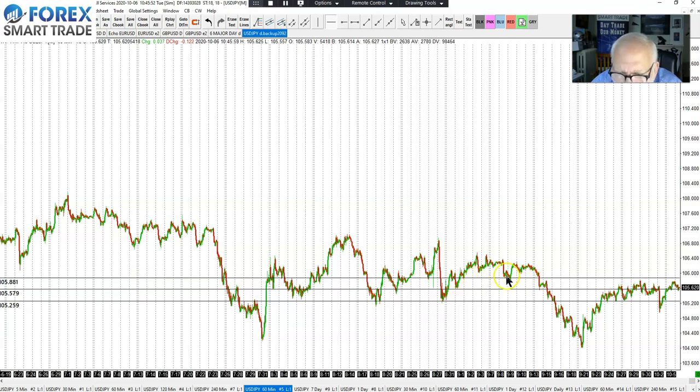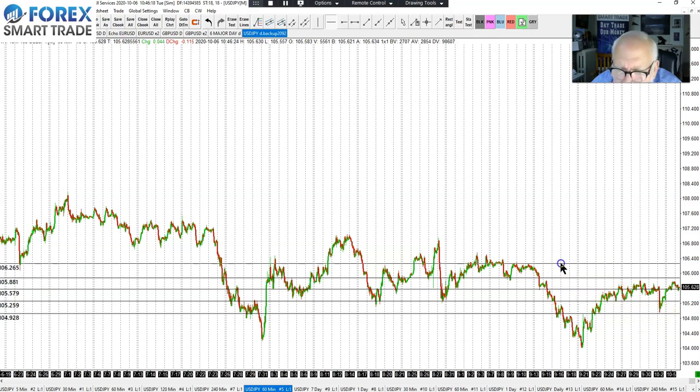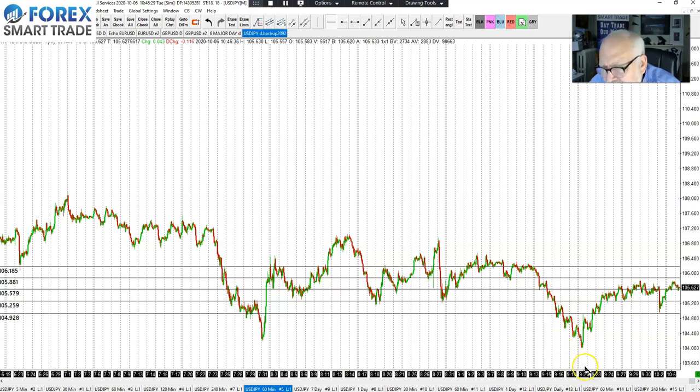So right in here, right in here. So we've got one above, one below. Try to get one more here if I can. Right in here. Let's put one more above. All right. So we've got our support and resistance.